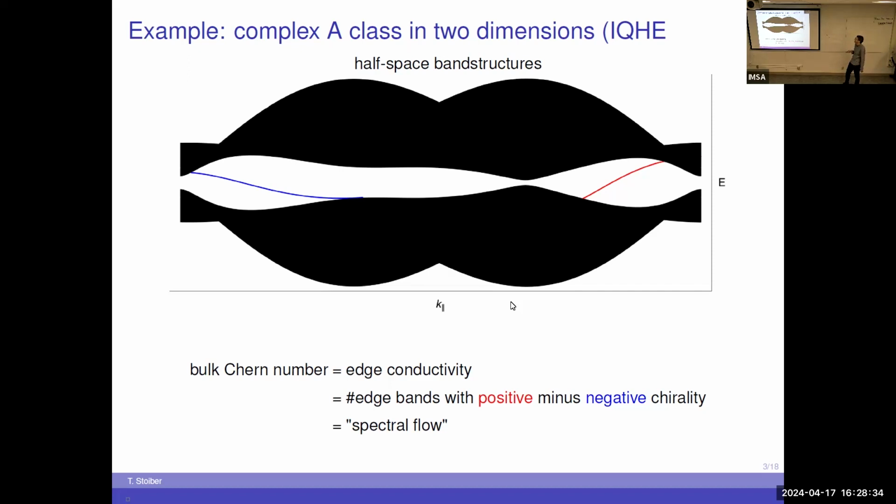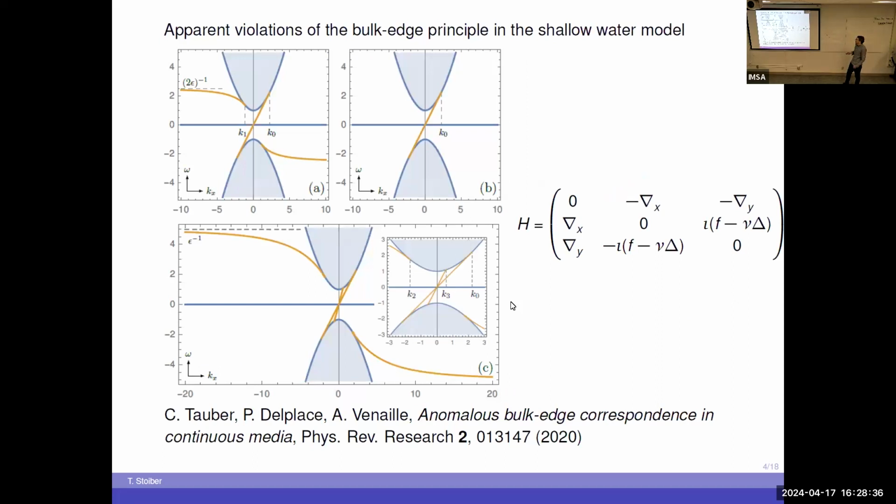So this is what we expect, right? Now, a few years ago, a group of one mathematician and two physicists, Stoiber, Dallas, and Benai, found an apparent counterexample to this bulk edge principle. So what they were looking at was this Hamiltonian here, which, you can see, is a differential operator.